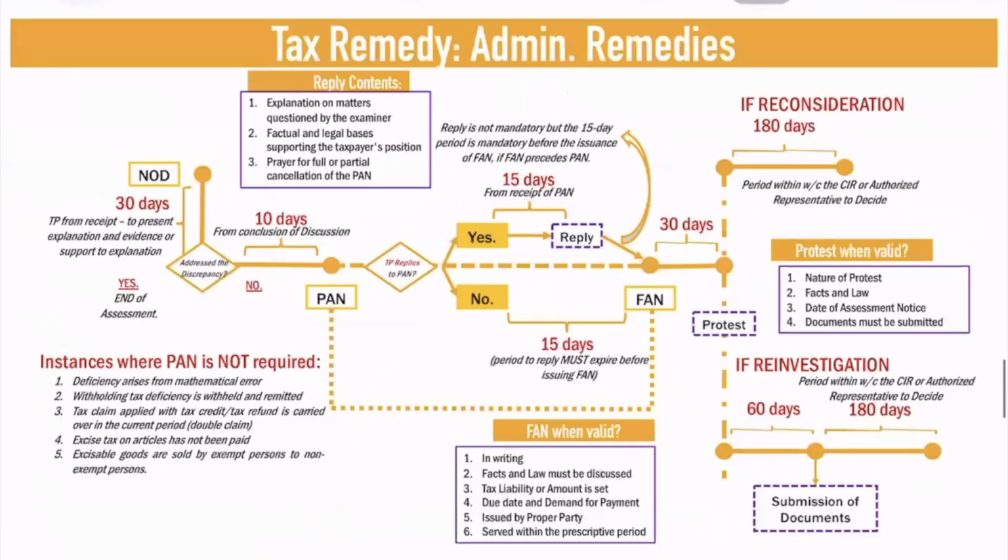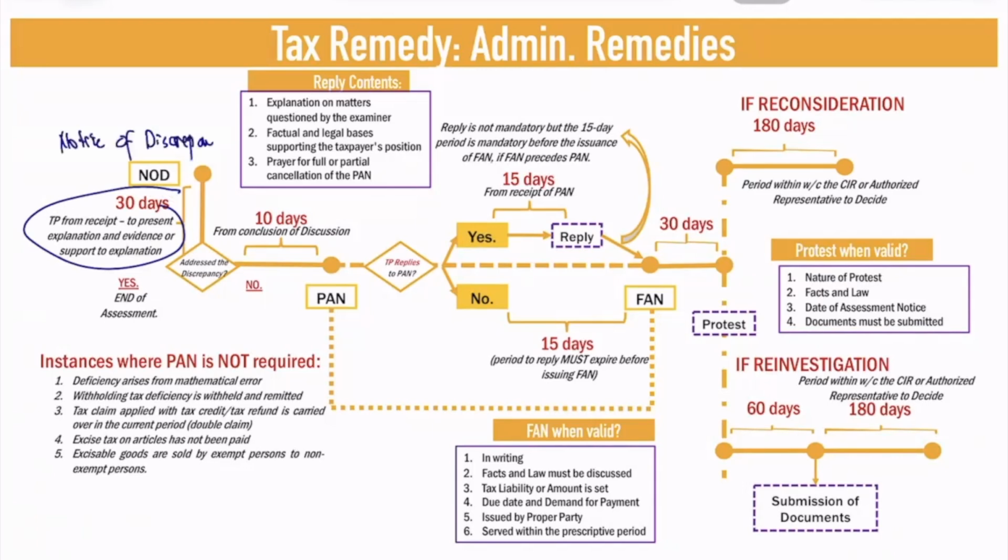Now we go to your notice of deficiency. In your notice of deficiency, the taxpayer is given 30 days from receipt to present explanation, evidence, or anything that could support that explanation. So again, notice of discrepancy is already given. If the notice of discrepancy is given, the taxpayer has 30 days to present explanation and evidence.